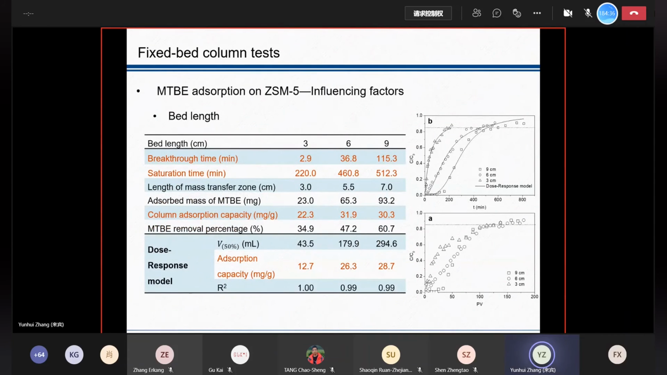And another influencing factor is the bed length. The decreasing bed length leads to a faster breakthrough and saturation process, resulting in earlier exhaustion of the bed. This is because the longer bed length leads to a longer distance and moving time of the mass transfer zone between the two ends of the column. On the other hand, the increase in the bed length also leads to an increasing mass of ZSM5 and provides more adsorption sites for MTBE removal.